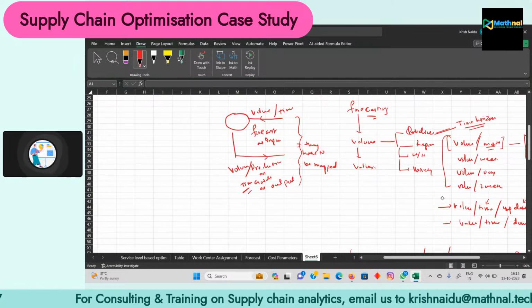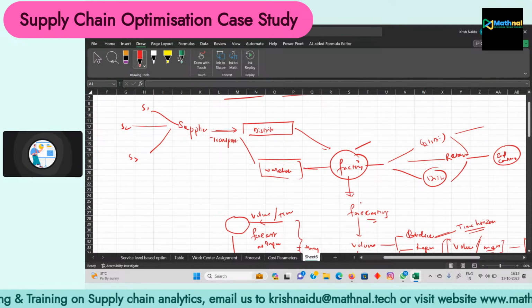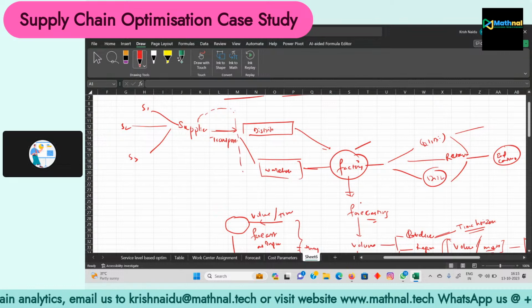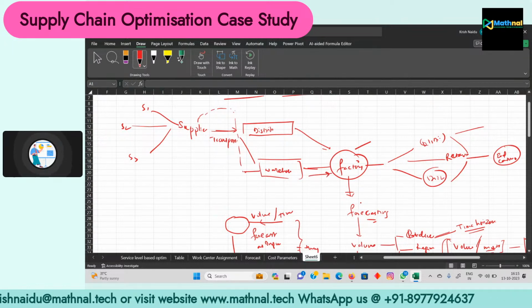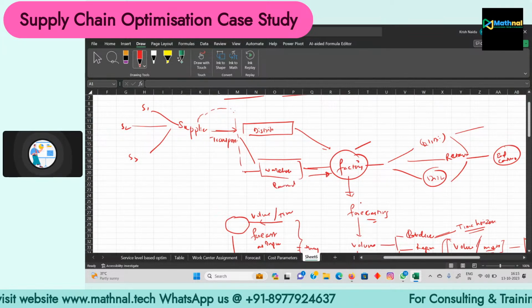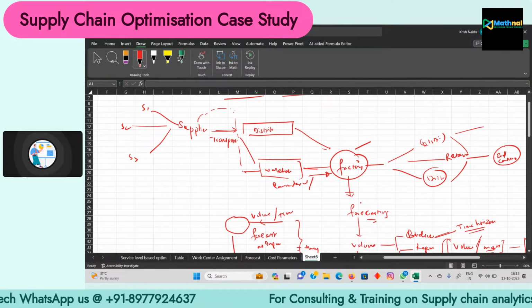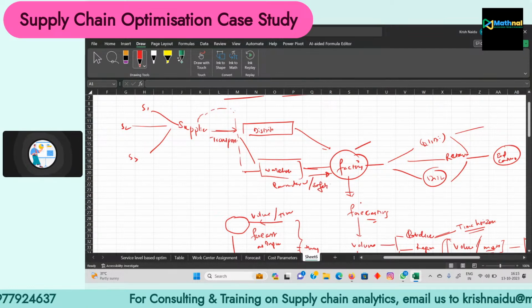Now let's look at this one thing. What we need to see is that the suppliers are shipping the goods as raw materials, which are going to be used for production in the factory, right? So we also need to see that the raw materials which are coming into the factory as an input to the production should have some kind of safety factor.